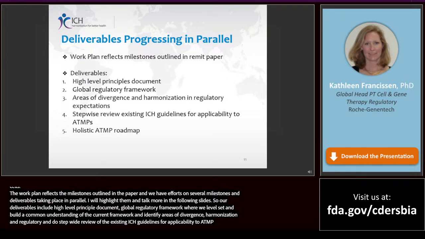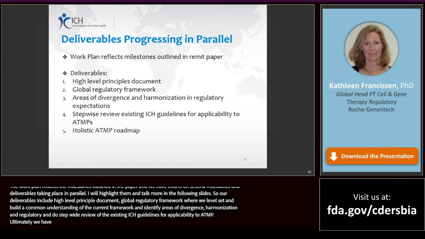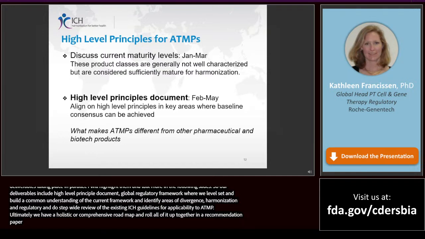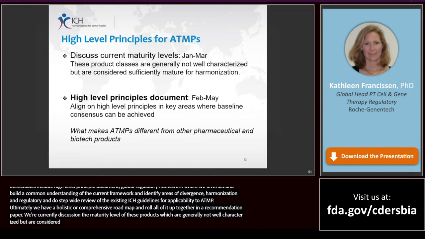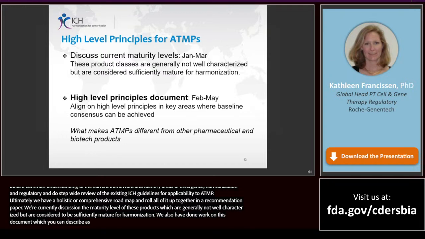Ultimately, we then generate a holistic or a comprehensive ATMP roadmap and roll all of this up together in a recommendation paper. We're currently discussing the maturity level of these products, which are generally not considered to be well characterized, but are considered to be sufficiently mature for harmonization. We have also begun work on the high-level principles document, which you could think of as describing what makes ATMPs different from other pharmaceuticals and biotech products.